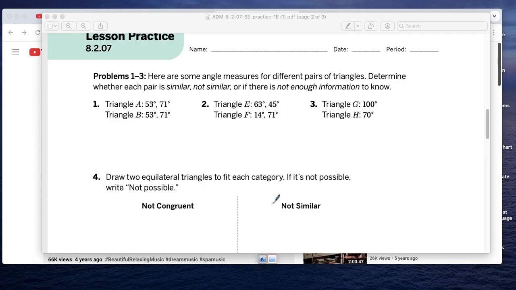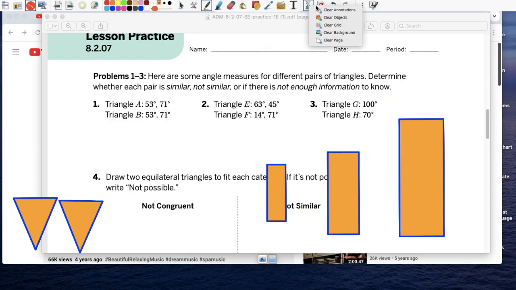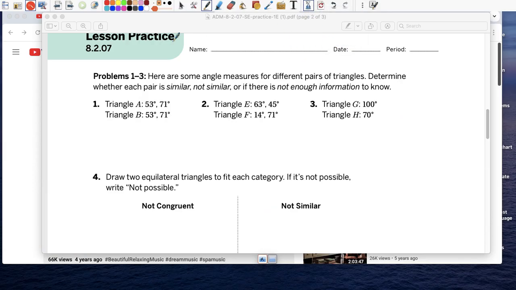One second, please. But in the triangle, okay, clear page, there we go.